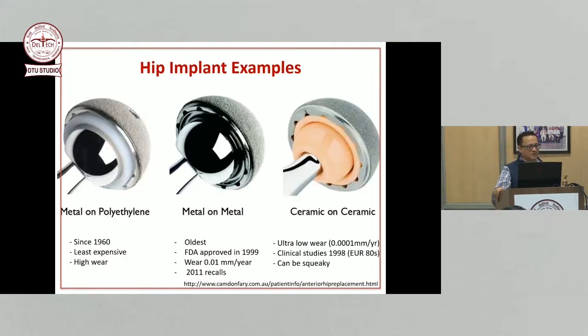A lot of times these hip implants are metal on polyethylene, metal on metal, ceramic on ceramic, but they all have their own pros and cons, right? Metal on polyethylene is least expensive, but it has high wear over time. Metal on metal is the oldest, FDA approved, and wear is very little. Ceramic on ceramic can be squeaky, it can be brittle, so if somebody falls, fracture can happen.